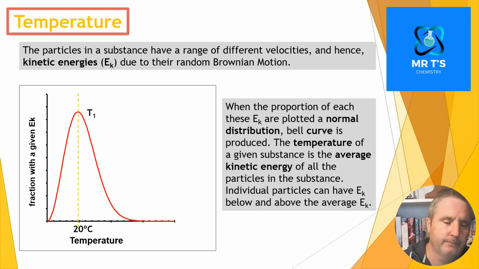We can also see that there will be some particles that have more kinetic energy than you would have for 20 degrees Celsius. They might have the same kinetic energy you would have for 80. Some might have the same kinetic energy you would have for -10. There is a normal distribution. There are some particles that will have more kinetic energy than you would have for 100 degrees Celsius. This is important because we're going to use this idea to explain how evaporation happens.